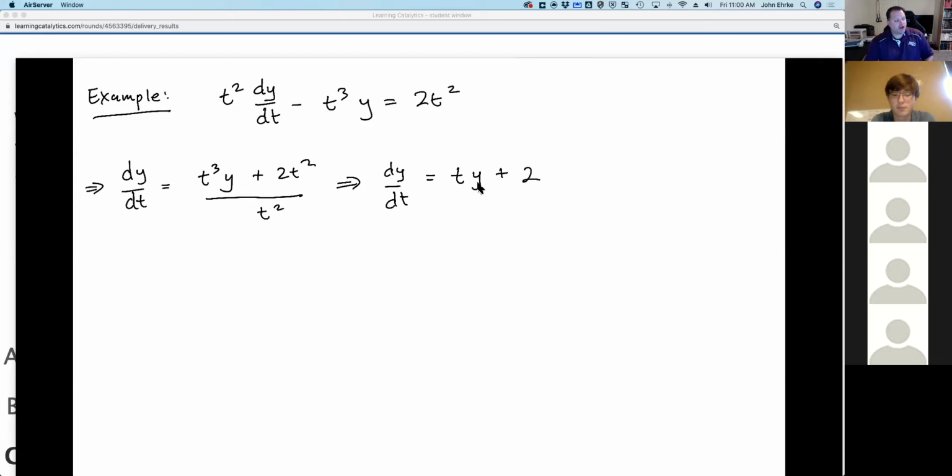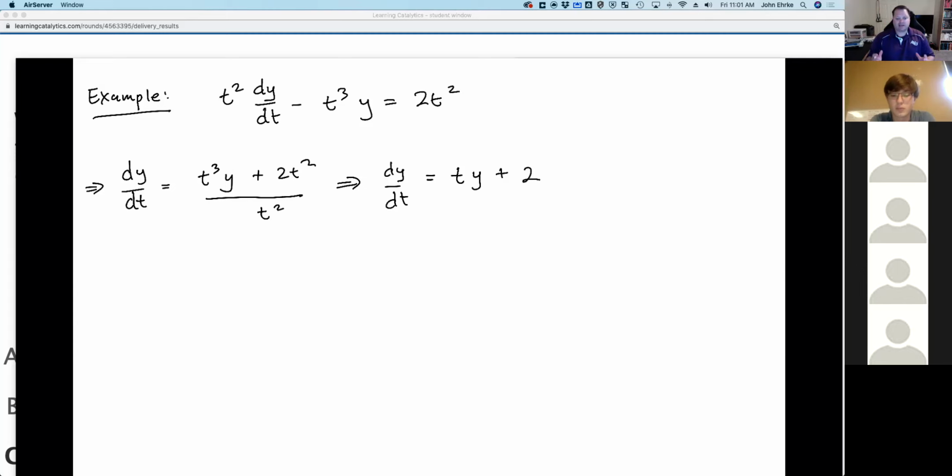Because t and y are both present, the independent and dependent variable are both present on the right-hand side, this differential equation is neither autonomous nor pure time, so I can't easily solve it. It is linear. We'll learn how to solve linear equations very soon.